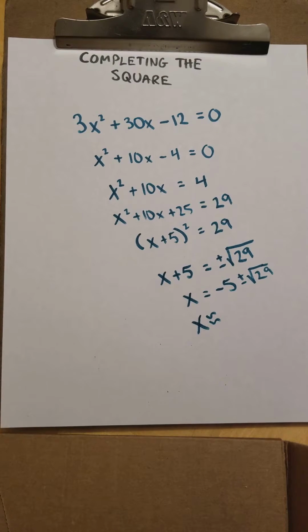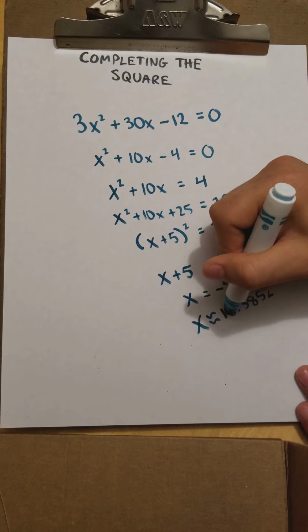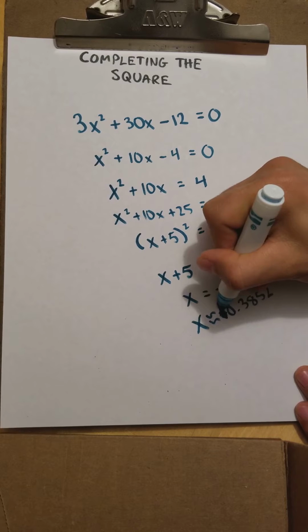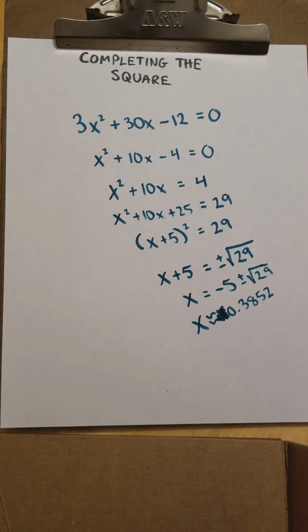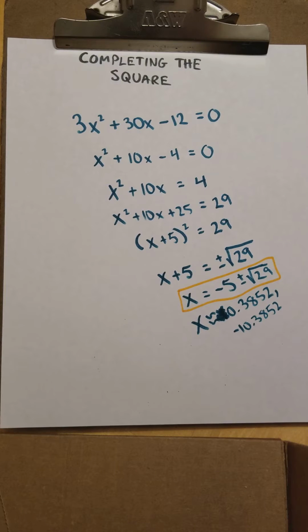However, a lot of times they want a decimal approximation. One of the answers was 10.3852. Actually, I forgot to put the negative, so it was 0.3852 as one of my answers, and about negative 10.3852. This is the exact answer, and these are the approximate answers, and you need to see which one they ask for.